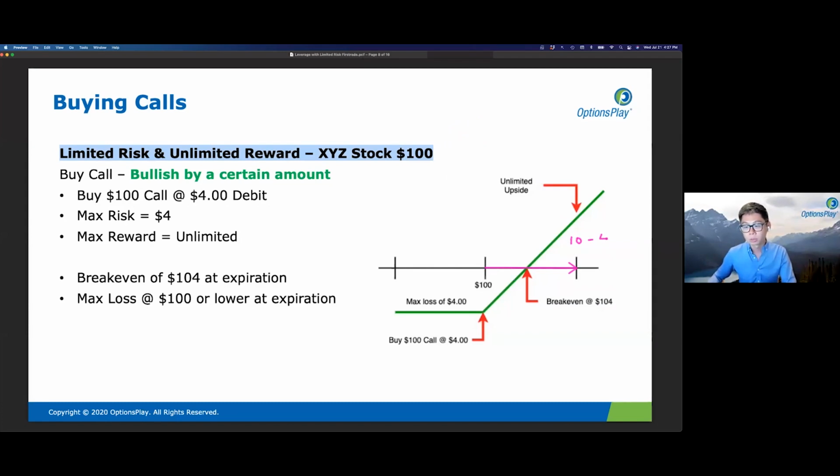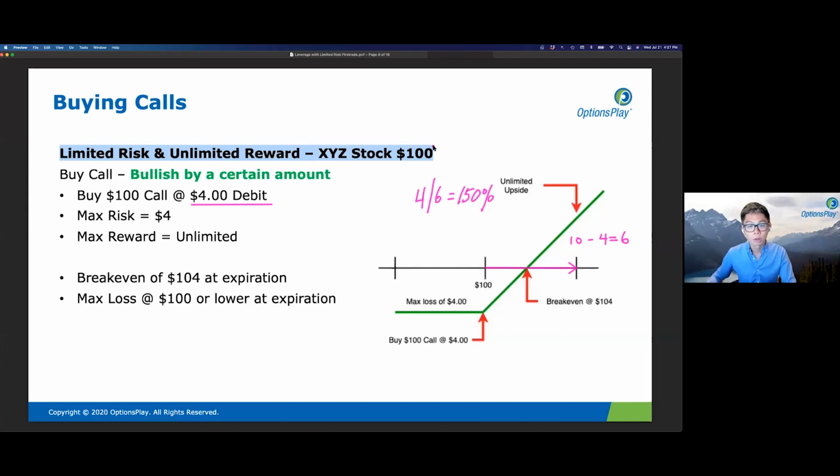And then what you have to do is subtract the $4 that you've paid for the option, and that's how you get your total profit here of $6. So in this particular case, if the stock goes from 100 to 110, you've effectively risked $4 to make $6. Now, what is that? That's a 150% return on your capital, okay?